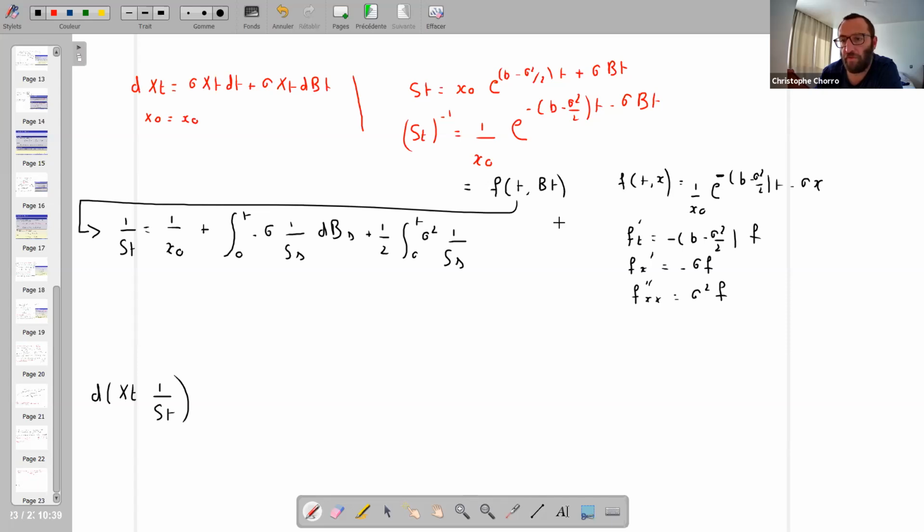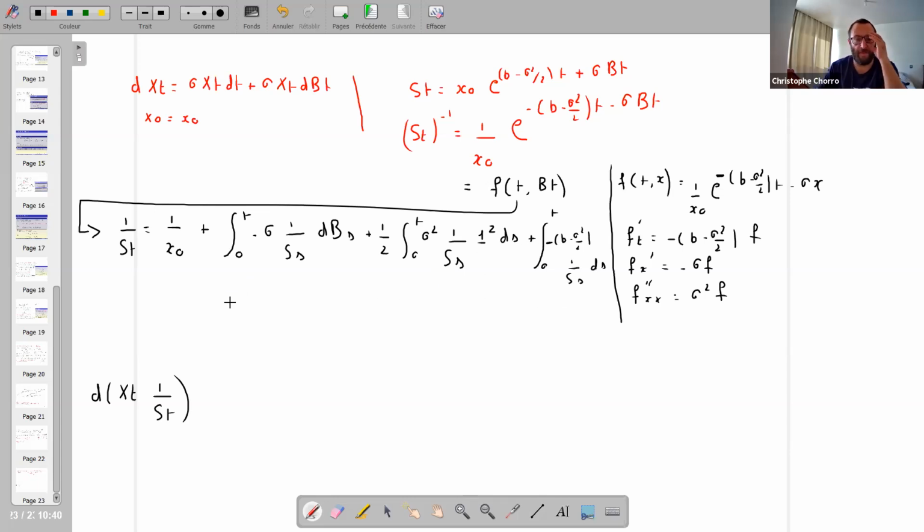The term in front of dB_t in the Ito decomposition is 1, so I have here 1 squared times ds. And it remains the term with the derivative with respect to t. So I have the integral between 0 and t of this term here, I just write it this way: minus (b minus sigma squared over 2) 1 over S_s ds, with a minus before here.